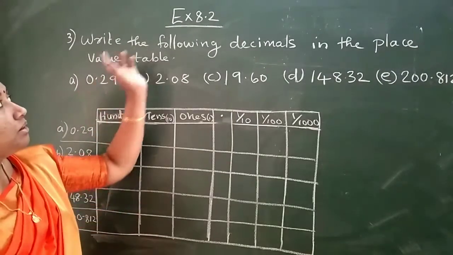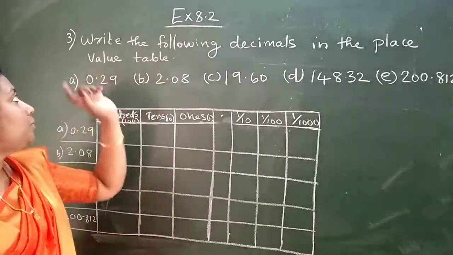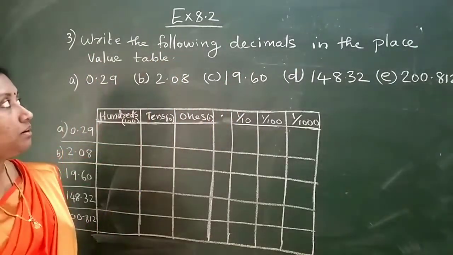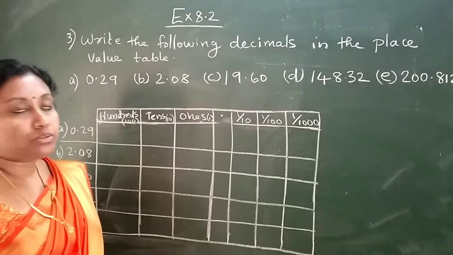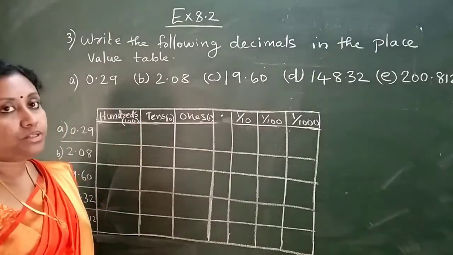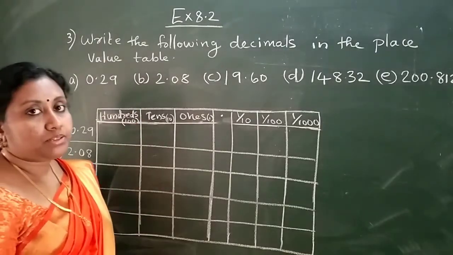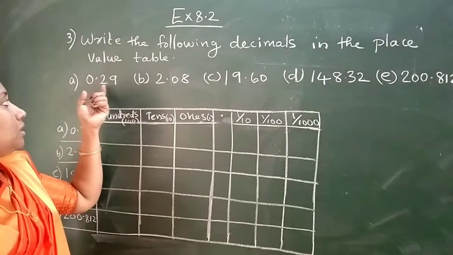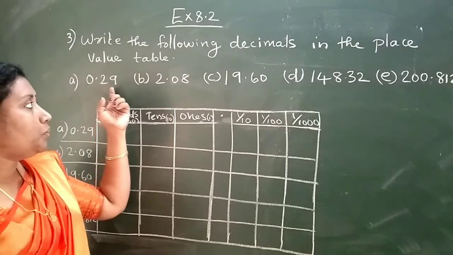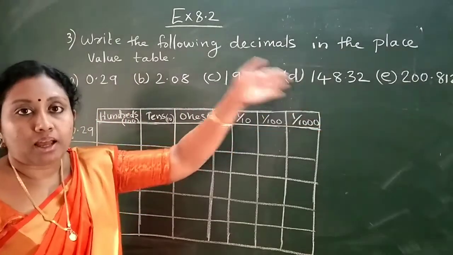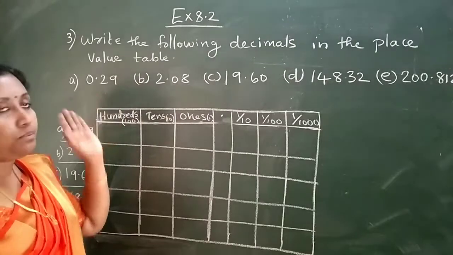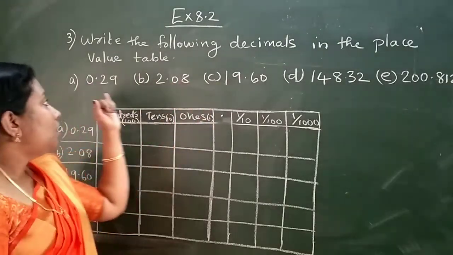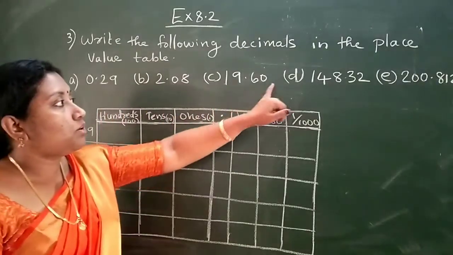Your textbook exercise 8.2, that is, write the following decimals in the place value table. In exercise 8.1 also I did this same type of question, that is, you draw the place value chart. Here one speciality is that after the decimal point there are 2 or more digits. In that case there is only one decimal place, but here how many decimal places are there? Here 2 places, here also 2.